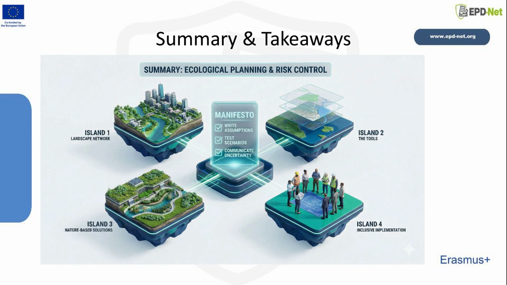Nature-based solutions and green-blue infrastructure reduce flood risk while delivering ecological co-benefits, but only when objectives, contexts, and maintenance are explicit. Finally, interdisciplinary and inclusive implementation is not soft, it is risk control. Interventions fail when communities are excluded, responsibilities are unclear, or benefits and burdens are uneven. If you carry one habit from this topic, let it be this. Write down assumptions, test scenarios, communicate uncertainty, and avoid overclaiming.